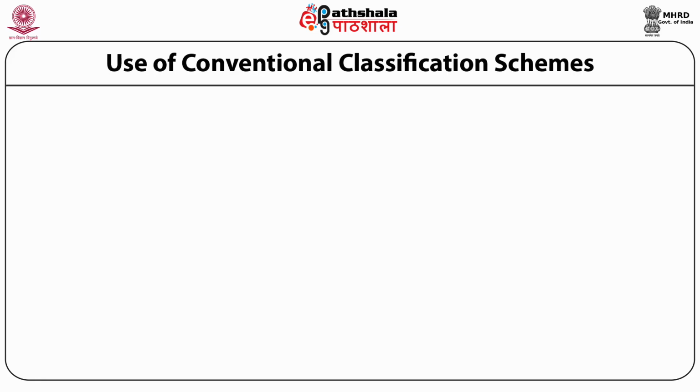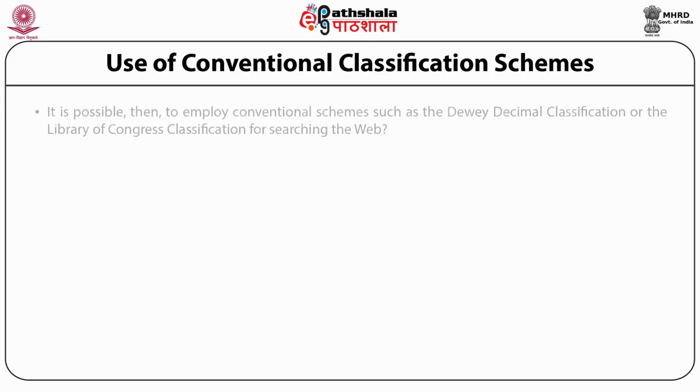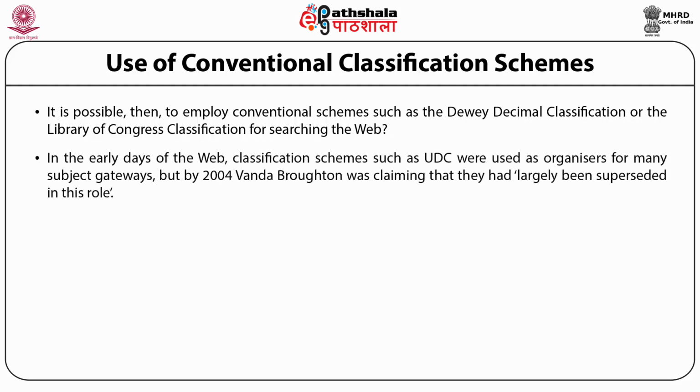Use of conventional classification schemes in the e-environment is possible. It is possible to employ conventional schemes such as the DDC or the Library of Congress classification for searching the web. In the early days of the web, classification schemes such as the UDC were used as organizers for many subject gateways. But by 2004, Wanda Broughton was claiming that they had largely been superseded in this role.